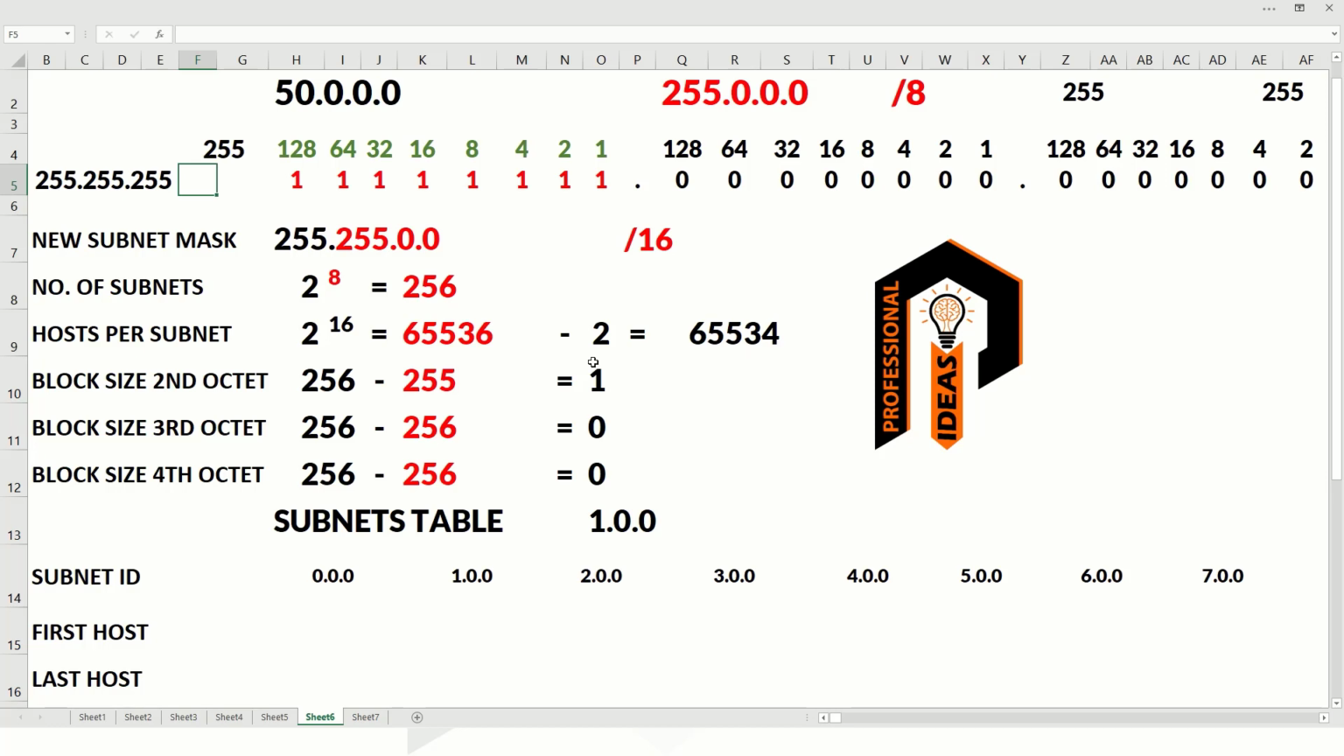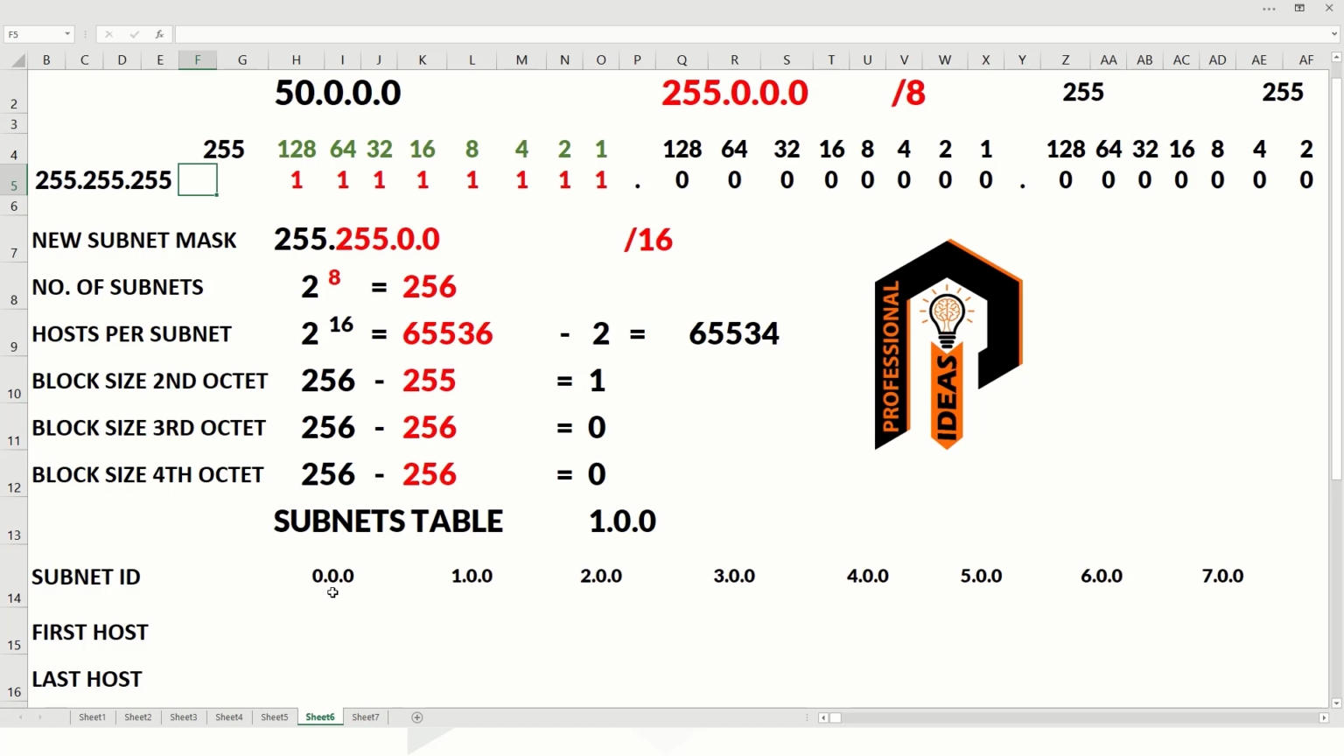The block size of the subnetwork will be 256 minus 255, that will be equal to 1 for the second octet. 256 minus 256 equals 0 for the third octet and 0 for the fourth octet because we did not borrow any bit from the third and fourth octets. So the block size we get is 1.0.0.